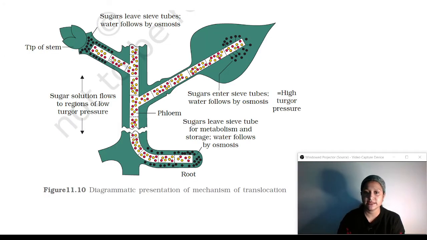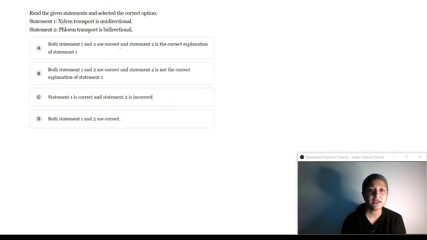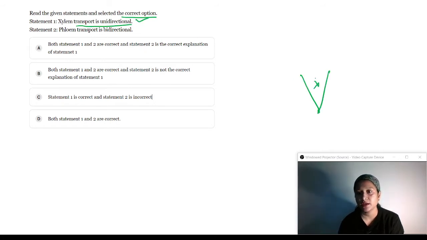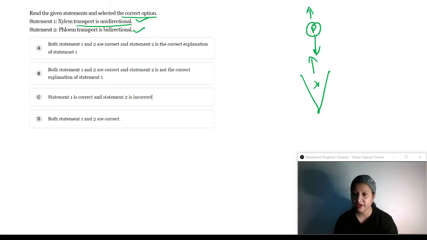Now let's see some of the important questions. Read the given statement and select the correct option. Xylem transport is unidirectional. That is true. The transport of xylem is only upward. Phloem transport is bidirectional. So phloem transport can be downward, can be upward. As I said, source and sink can be variable. So both the statements are true, but statement 2 is not explaining the first statement.